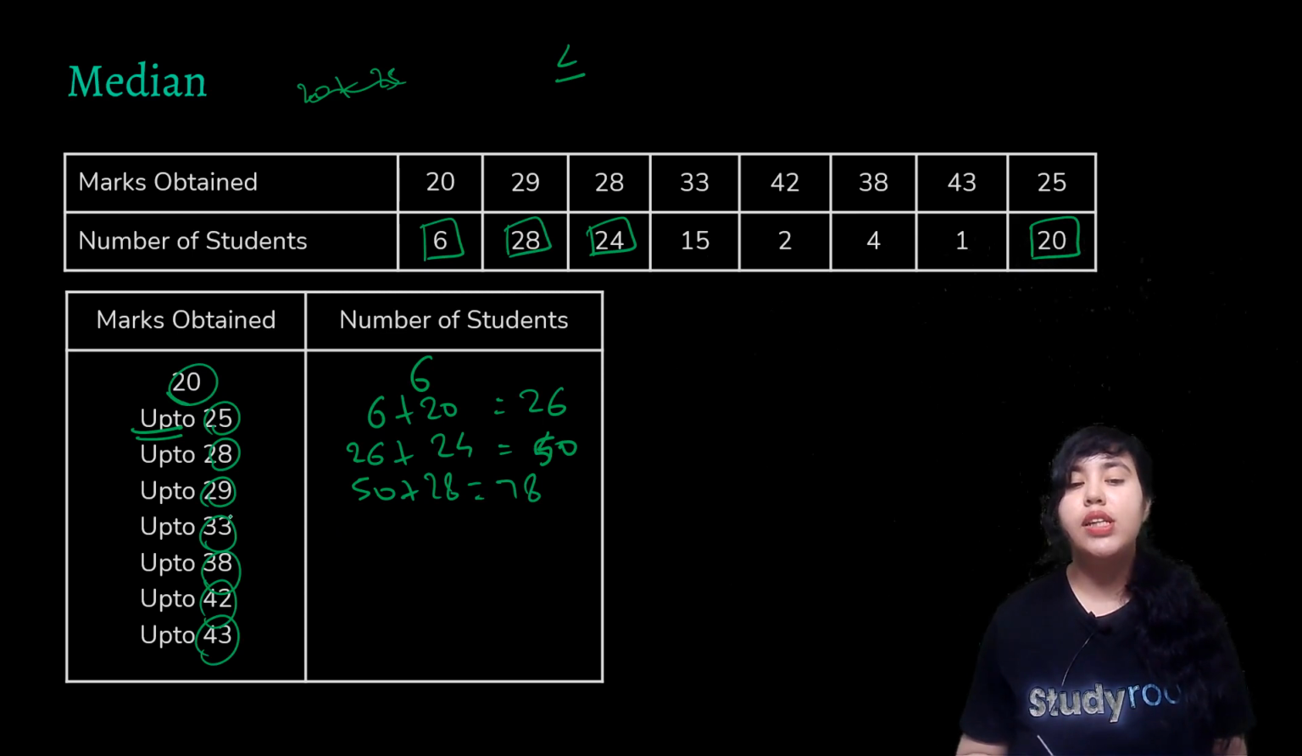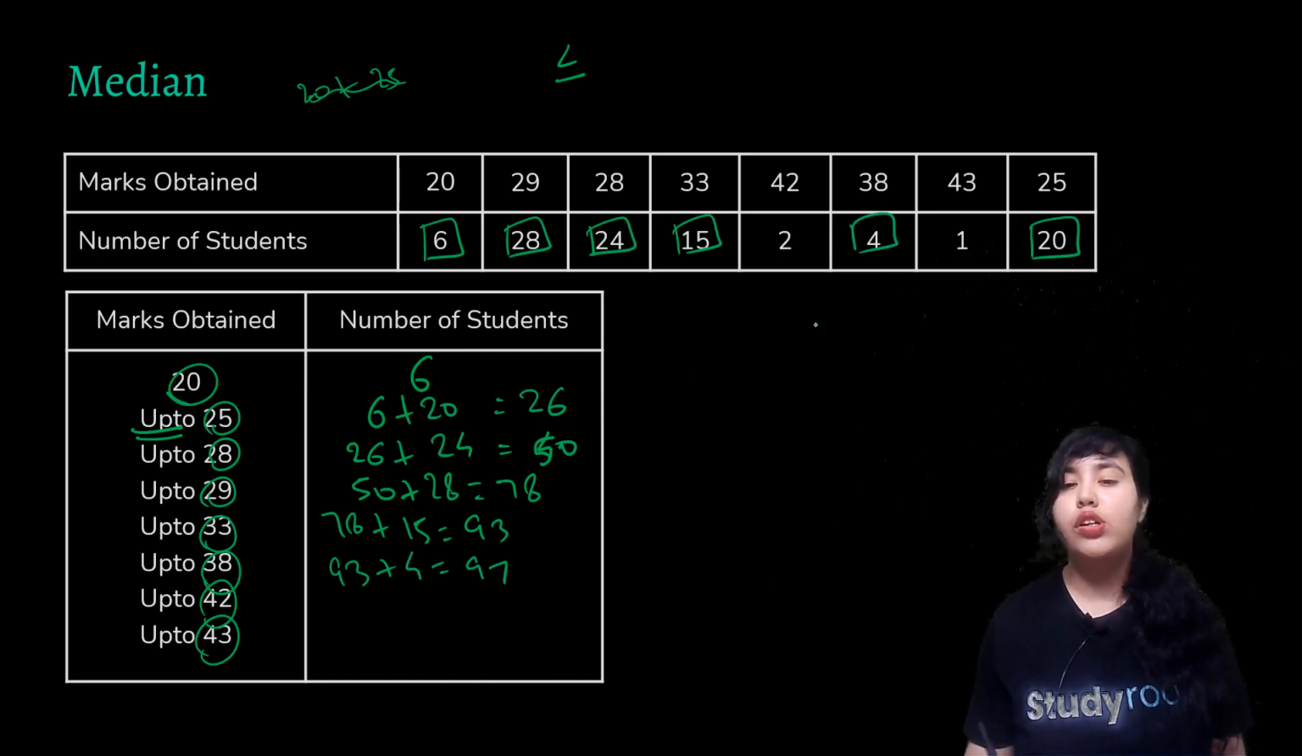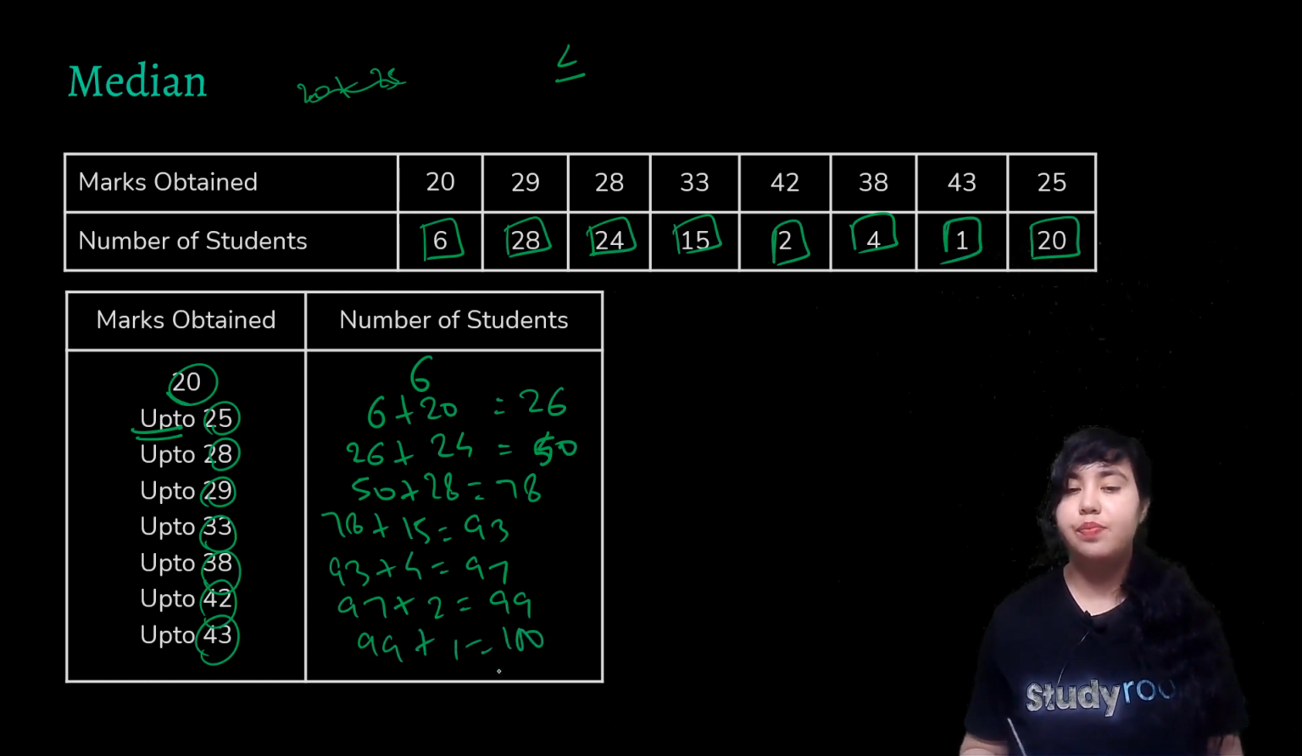Then up to 33 means take the students who scored up to 29, that is 78, plus how many got 33 marks? 15. So 78 plus 15 will be 93. In a similar manner, you take 93 plus 38 marks were scored by 4 people, so this will become 97. Then up to 42 means you will take 97 plus 42 was scored by 2, so it will become 99. Then you will have 99 plus how many students got 43? 1. So you get 100.